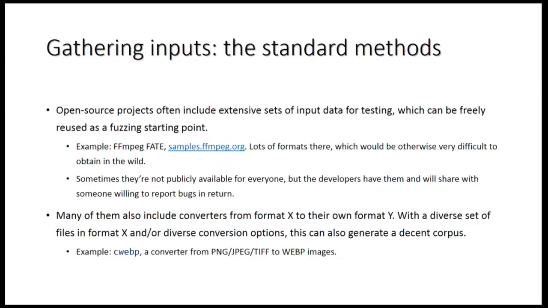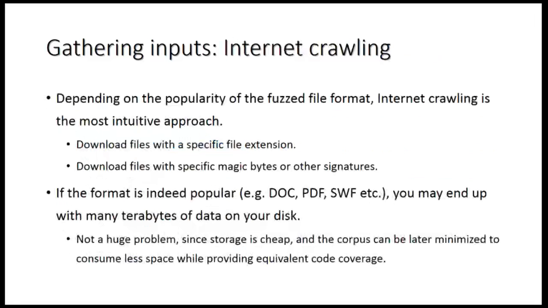Sometimes these files are not public for everyone, but if you reach out to the developers and let them know that you want to test their software, they might be happy to share some of their private samples with you. Also, many of the projects, especially the open source ones, include converters from format X to their own format Y. An example here would be the WebP image format, which has a converter called cwebp, which can convert from PNG, JPEG, and TIFF.